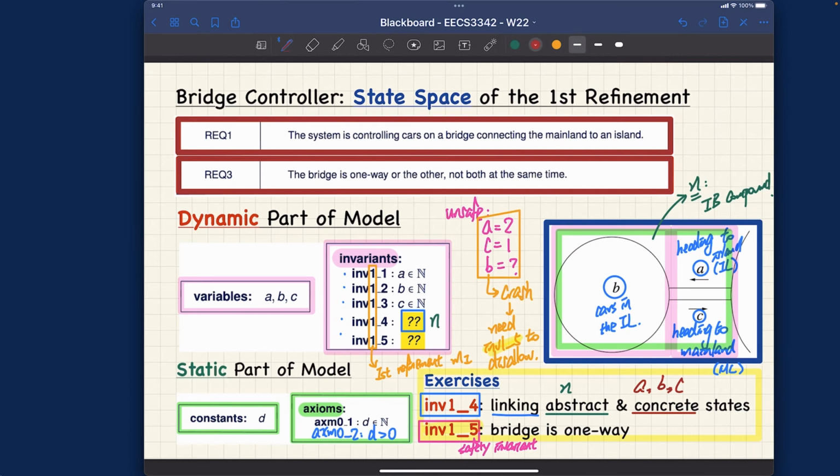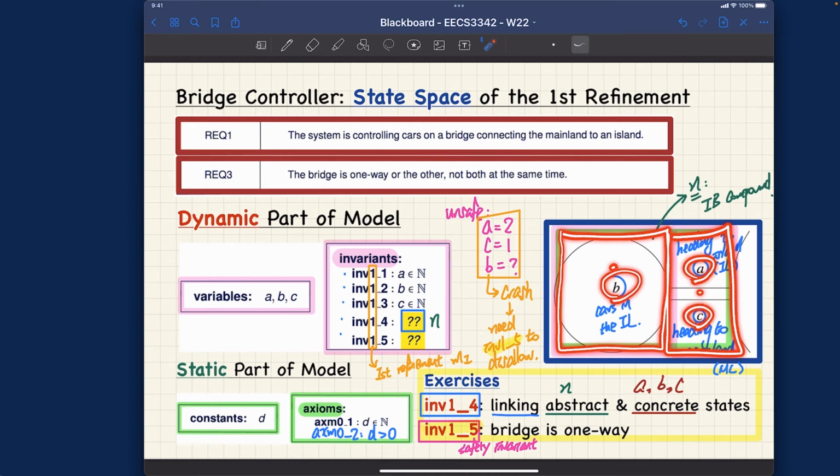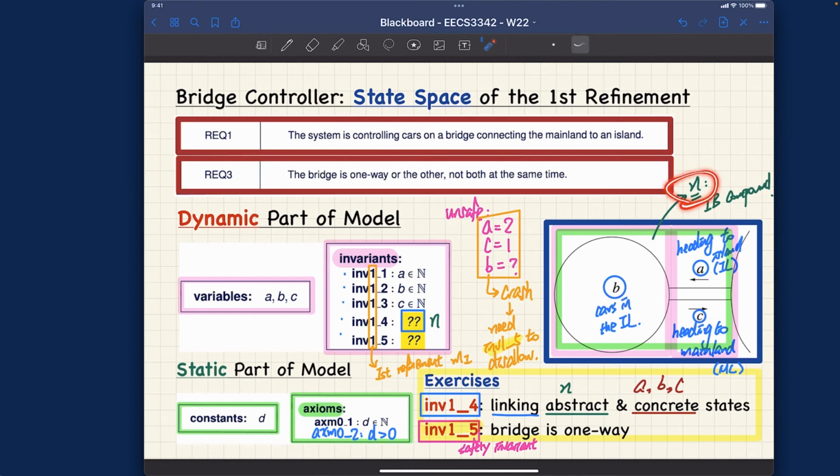And what about the concrete states? When we zoom into the system more, when we do the first refinement, we are trying to distinguish between the two artifacts over here, namely the island and also the breach. In that case, we have A here, C here, and B here, these three values. How can we be sure the concrete state is consistent with the abstract states? Well, we make sure the summation of the three is equal to n.